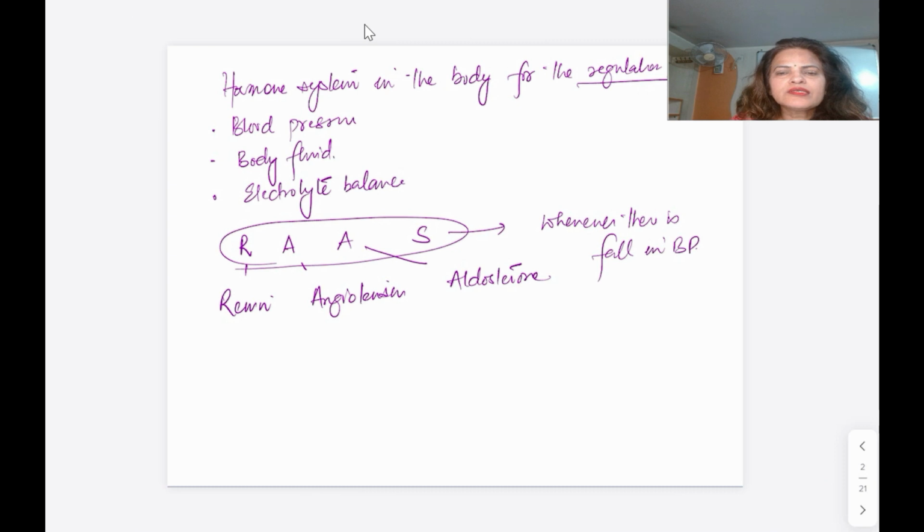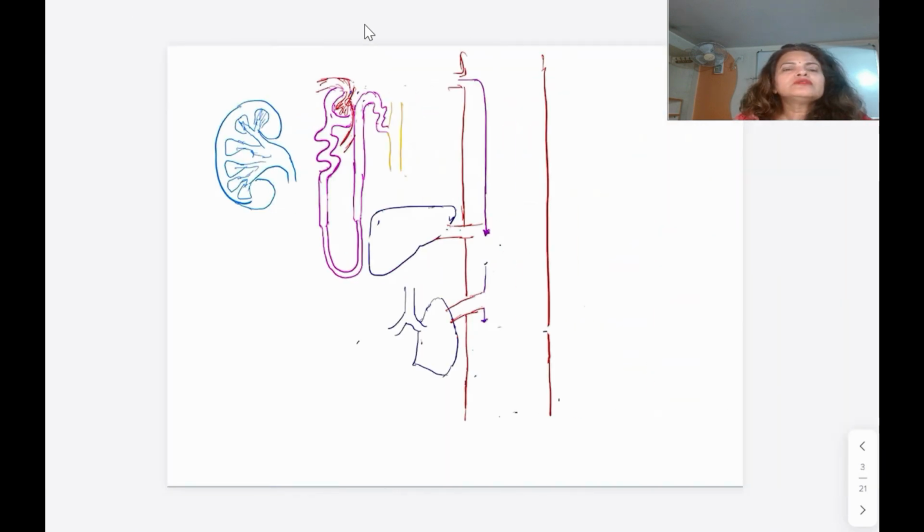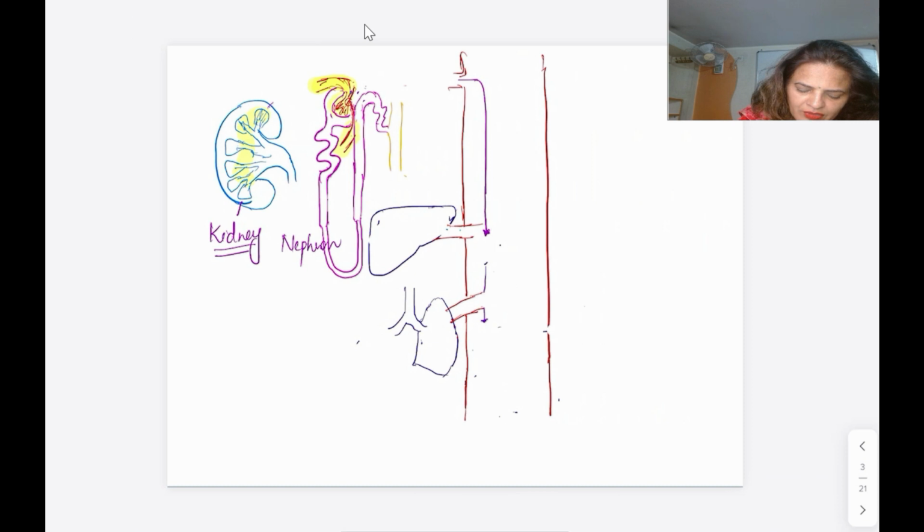Now what happens once there is a fall in blood pressure? There is a release of renin from the kidney. Now you all know the functional unit of the kidney is the nephron. So this is a nephron. Now you can see here in the nephron, this is the afferent arteriole, and this is the efferent arteriole. So this afferent arteriole forms a network of capillaries over here.